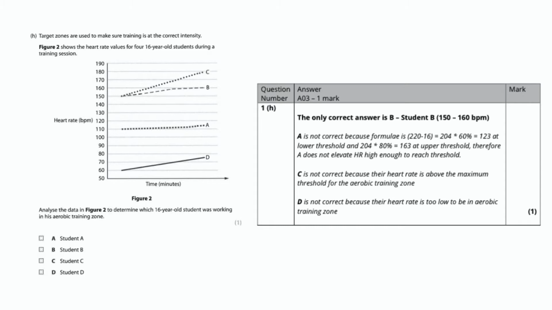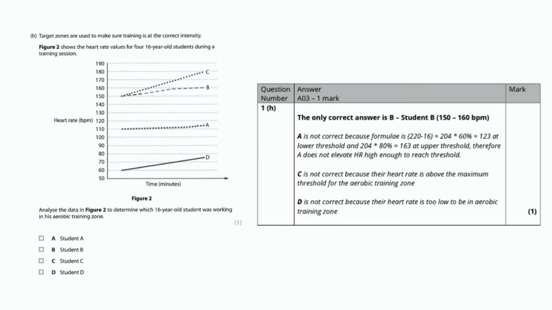We then need to start to work out their aerobic training zone. We said it's 60 to 80% of maximum heart rate. So we'd use our calculator now. To start with, we need to work out 60% of 204. So we would do 204 times 0.6, which equals 122.4. We then need to work out 80% of the maximum heart rate. So we do 204 times 0.8, which equals 163.2.